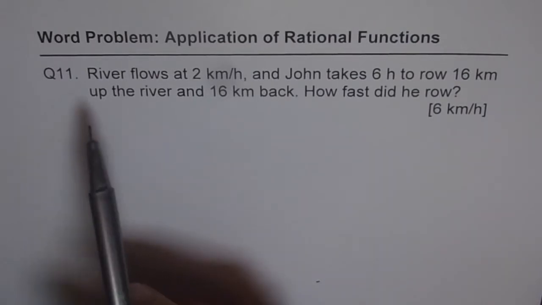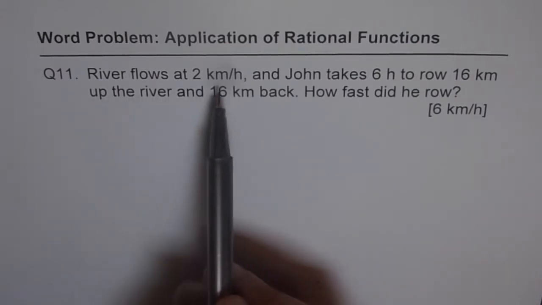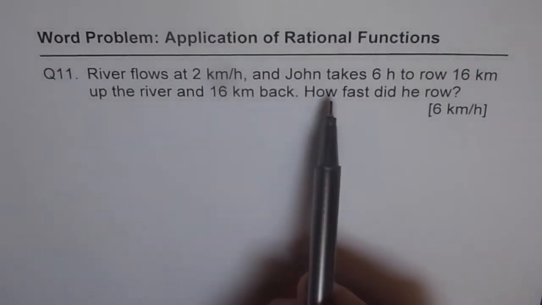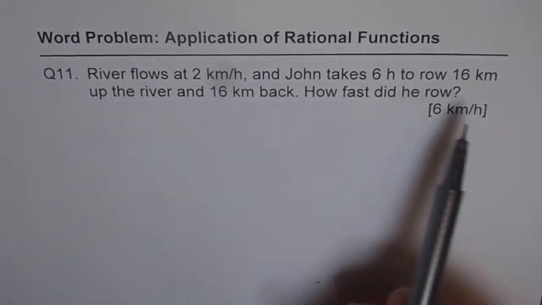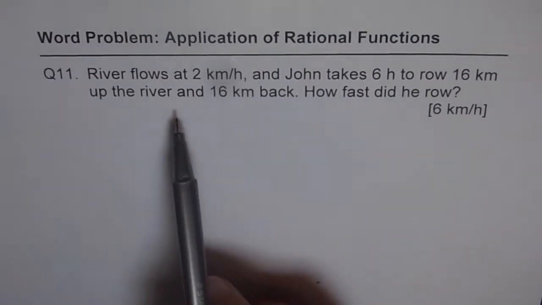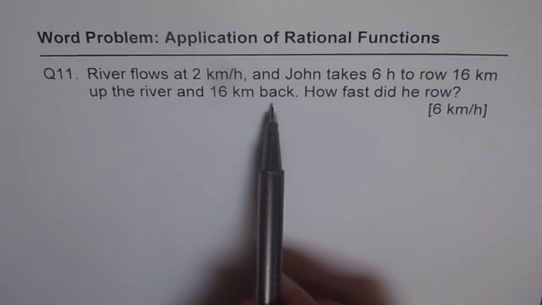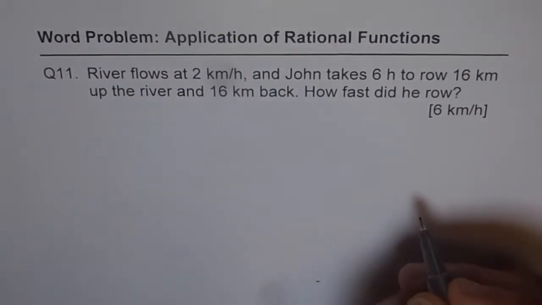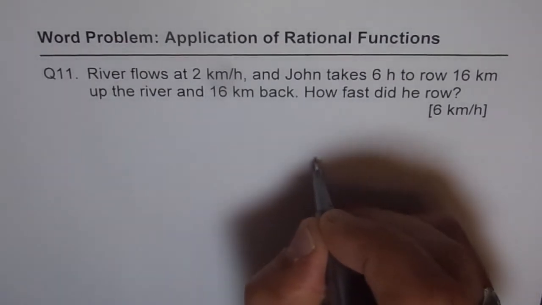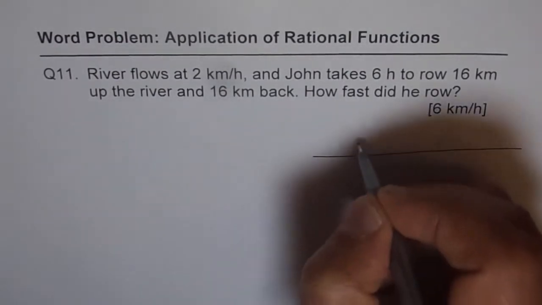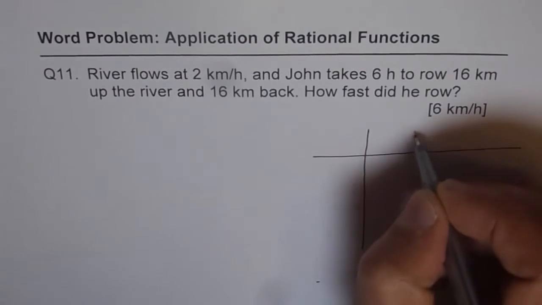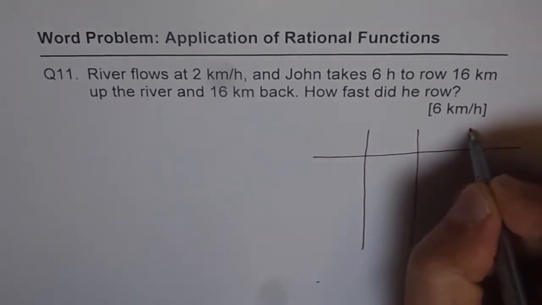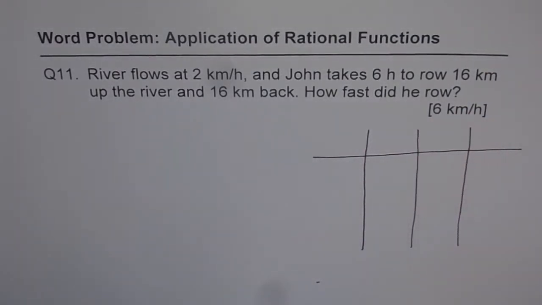Question 11 is: a river flows at 2 kilometers per hour and John takes 6 hours to row 16 kilometers up the river and 16 kilometers back. How fast did he row? So as we have been doing with all distance, time, speed problems, we have to make a table.